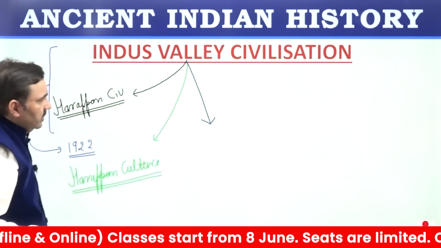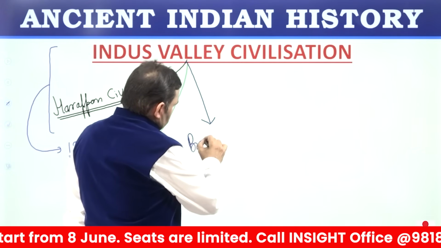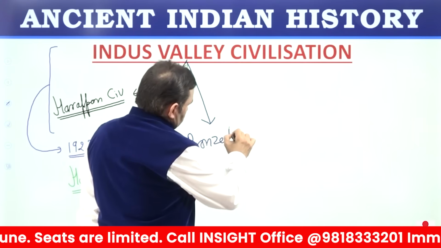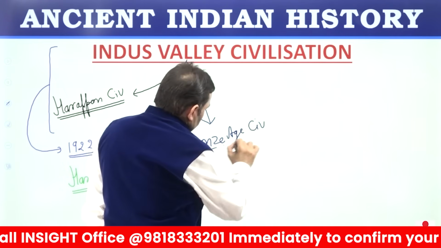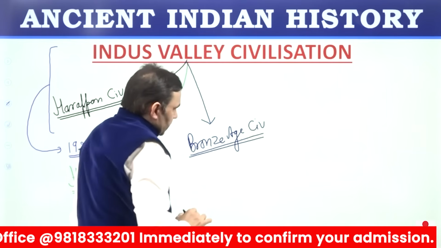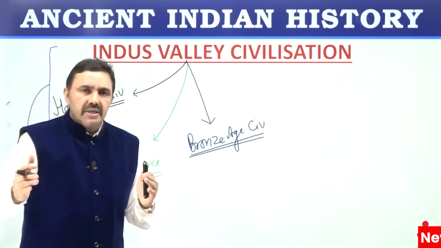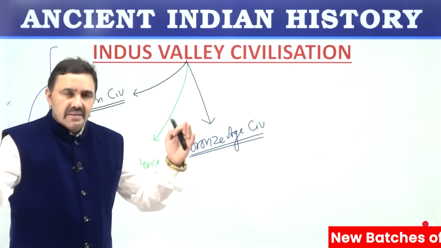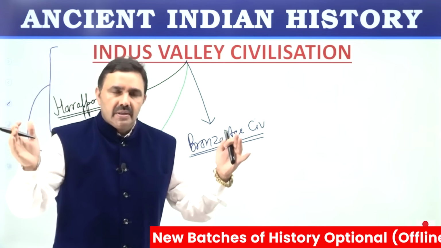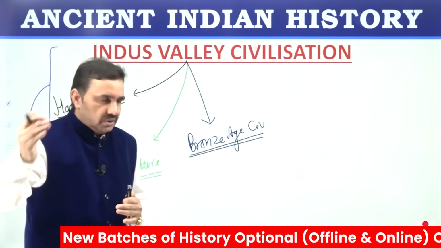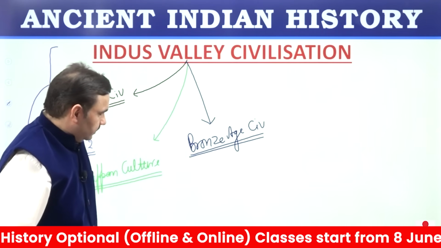This civilization was a Bronze Age civilization. The previous phase of life was the Stone Age. Stone Age was followed by Copper Age, and in some parts of the Indian subcontinent as well as in other parts of the world, people got the technology to make bronze. Bronze was made by mixing tin with copper.